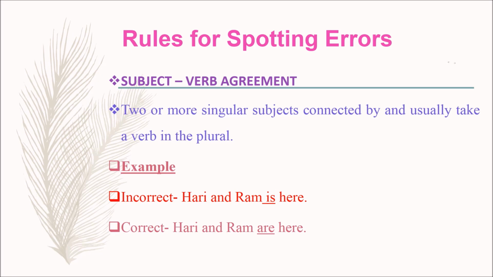So in this sentence, Hari and Ram are 2 singular subjects connected by and. So usually we have to put a verb in the plural form. So what is the plural verb here? Yes, are is the plural verb here. So Hari and Ram are here. It is the correct sentence.